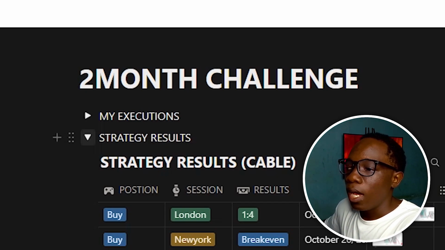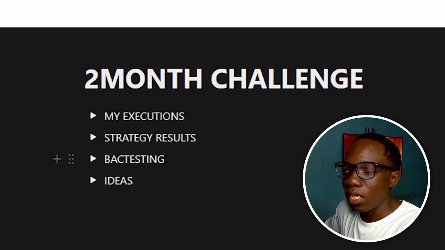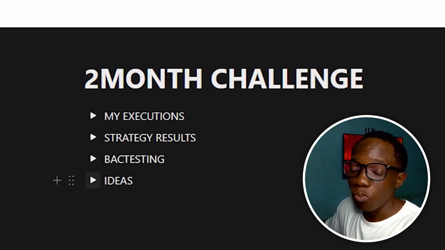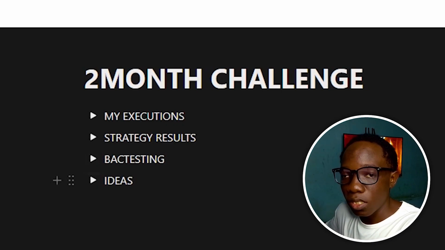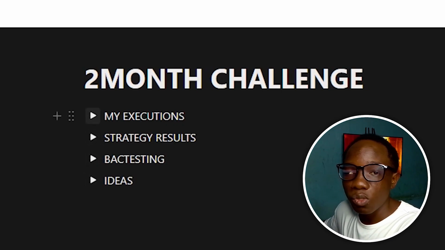Okay, so I have the backtesting results. Then I also have the ideas, okay? The ideas I get. I'm going to show you how to make one of these so that you can just copy and make your own, so that you can actually do this. And then at the end of the month, you just download the information and put it into ChatGPT, and it gives you whatever you ask about your strategy, okay?